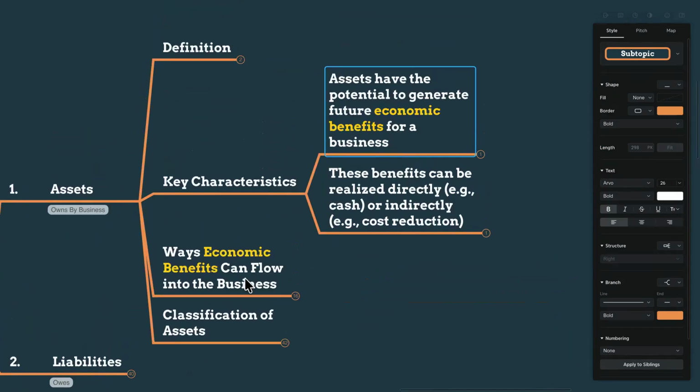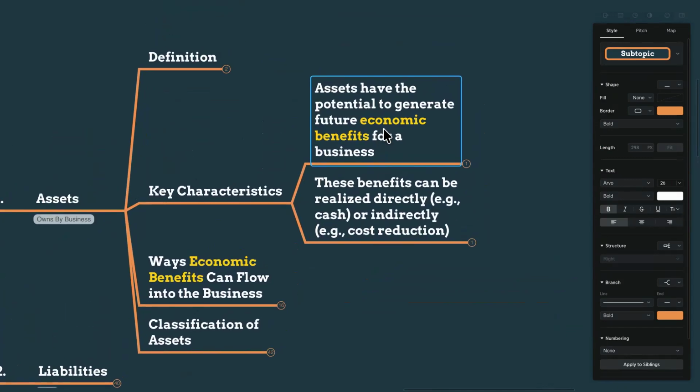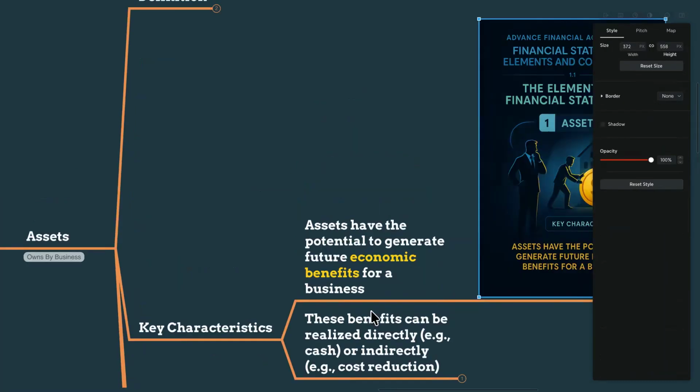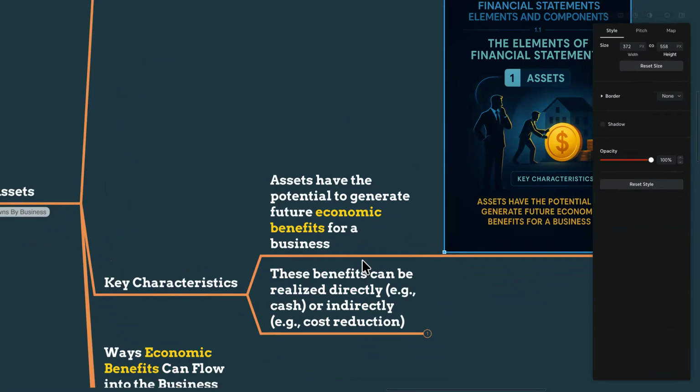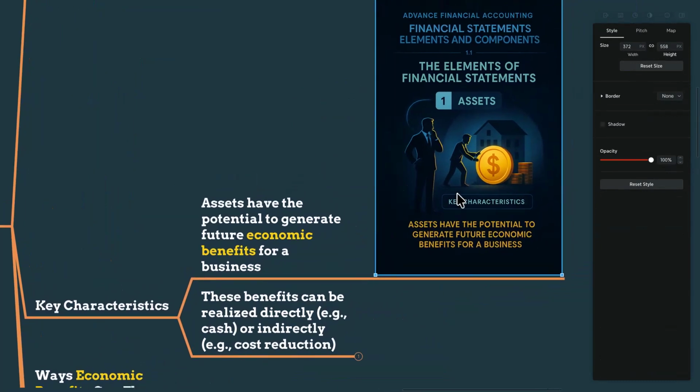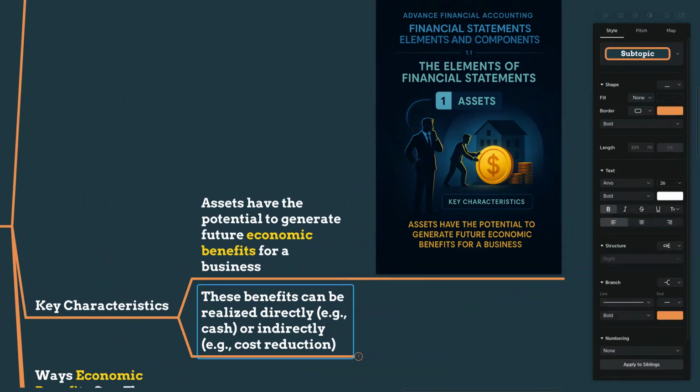So let's talk about the key characteristics. Assets have the potential to generate future economic benefits. What are these future economic benefits? We have the assets right now, and they are going to generate maybe money, or maybe provide some services. These are the potential benefits we are going to get from the assets. Economic benefits means we can measure them in terms of money.